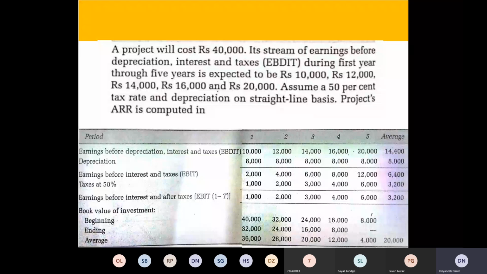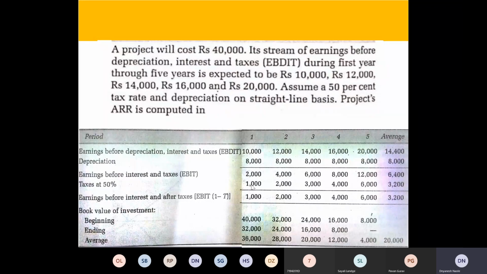So first is earnings before depreciation, interest and taxes. If you look at the table, it is 10,000, 12,000, 14,000. This is clear to you. Its average value is given here, 14,400, meaning the summation of all these 5 values divided by 5. Now depreciation is the same every year, that is the straight line basis we are evaluating the depreciation. Now earnings before interest and taxes becomes 10,000 minus 8,000. You subtract the depreciation term, so earnings before interest and taxes becomes 2,000. Then the tax rate is applied on this earning, which gives 1000.